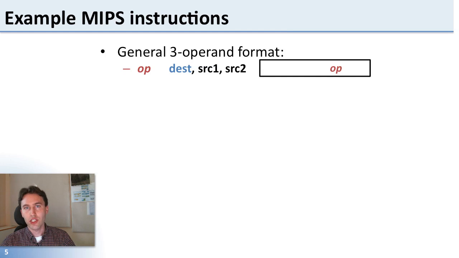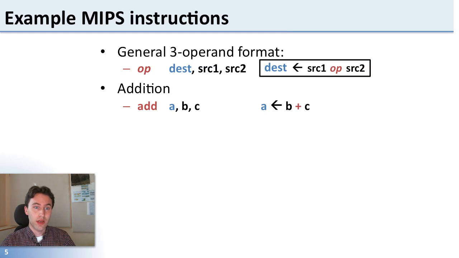So this could be an addition or subtraction. We're going to take the results of that and store it into the destination register. And the inputs that we're going to use to the operation are source 1 and source 2. So when we write op destination source source, you should think of this as destination is getting the results of source, operation, source. Let's look at some concrete examples.